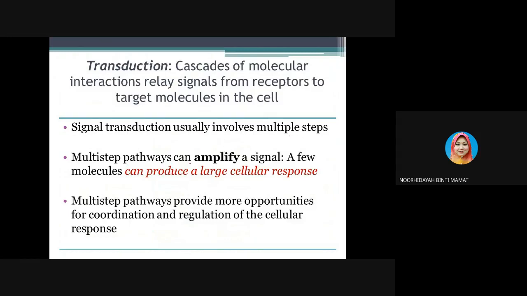The multiple pathways can amplify a signal, which means a few molecules can produce a large cellular response, because the multiple pathways are amplifying the signal. The multiple pathways provide more opportunities for coordination and regulation of the cellular response.